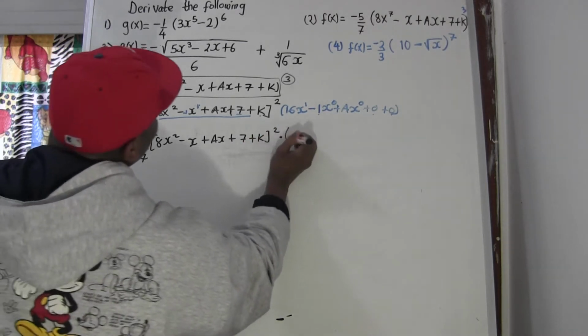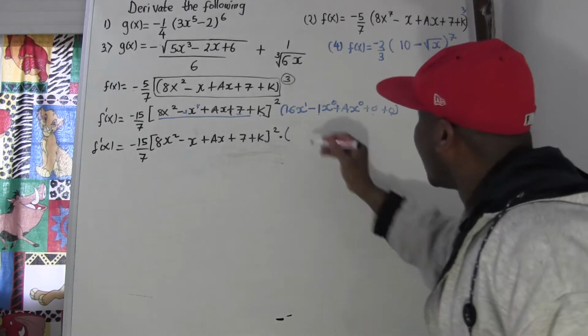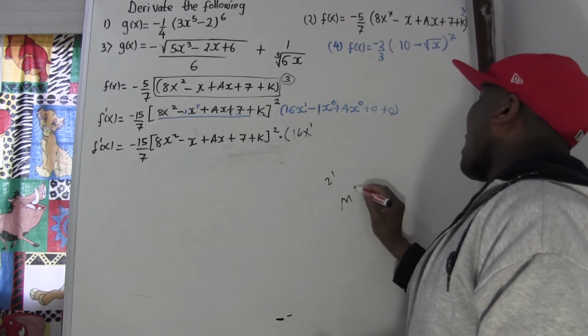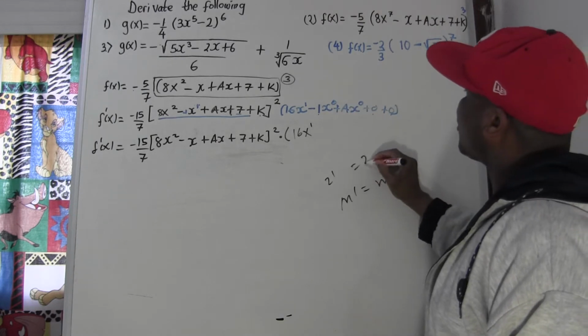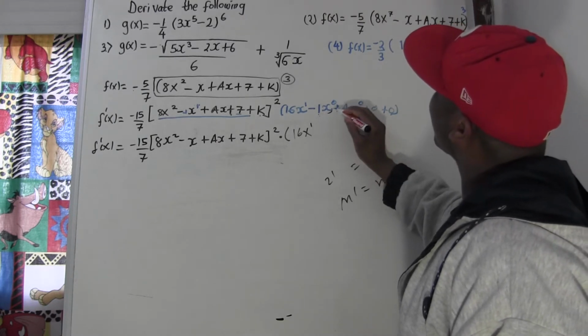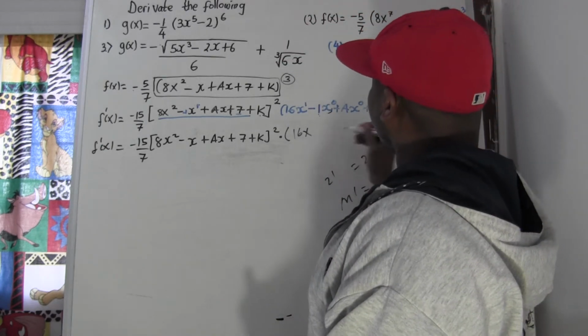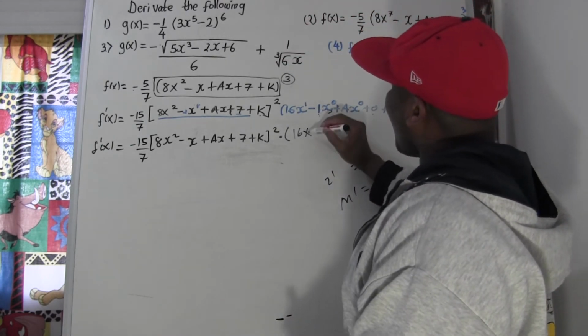This one, multiply by 16. x power 1 equals x. When you say m power 1, it means equal to m; 2 power 1 equals 2. So this will be 1 times anything. Okay, so this is going to be 16x, because x power 1 equals x.